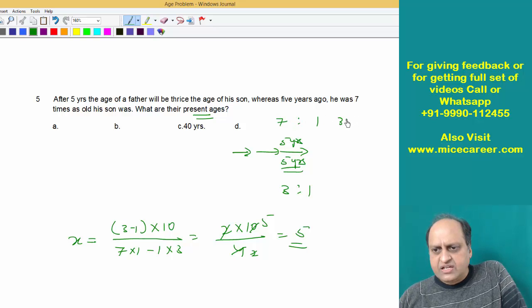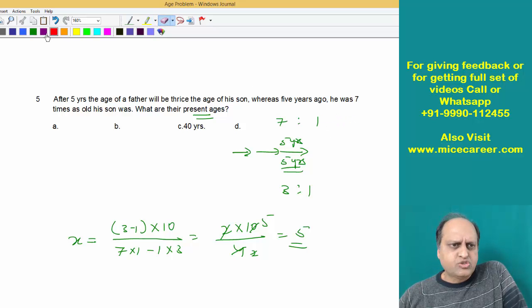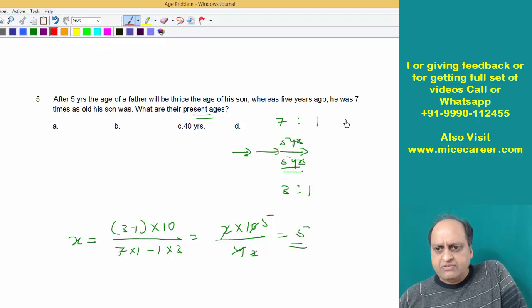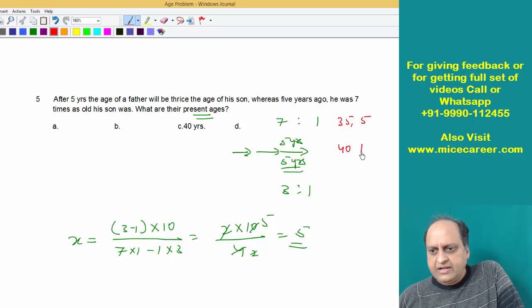7 5s are 35. 5. I'll take the other color. I do it slightly slowly so that you people can understand it. But when you are doing it on your own, you can be fast. 5 7s are 35. 5 1s are 5. We add 5 years, we get present age 40 and 10. We add another 5 years, we get future age 45 and 50.